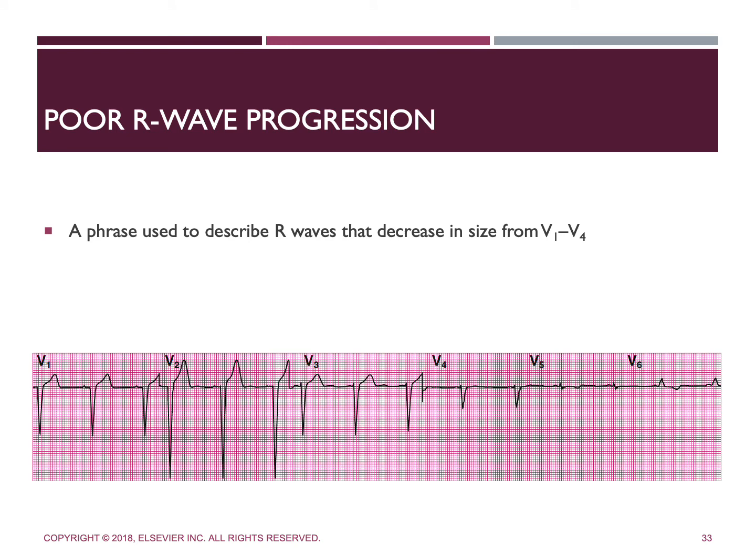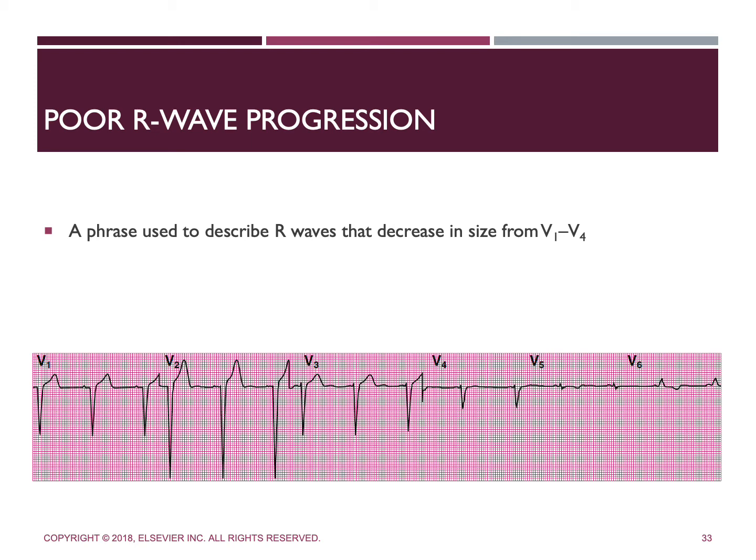What we're seeing here is poor R wave progression in V1 through V4. We're also seeing a QRS that is greater than 0.12 second, as well as a left bundle branch block. Poor R wave progression is a phrase used to describe R waves that decrease in size from V1 to V4. If you look at this little ECG strip, you can see that the R waves are decreasing in size from V1 as we go through V4.